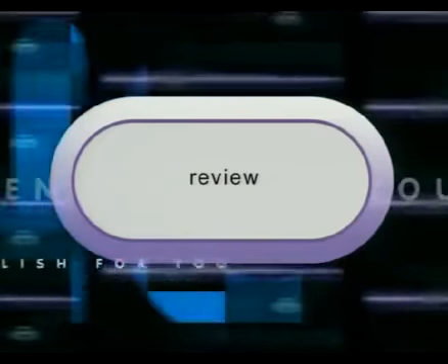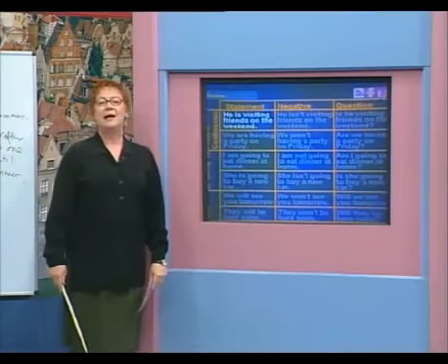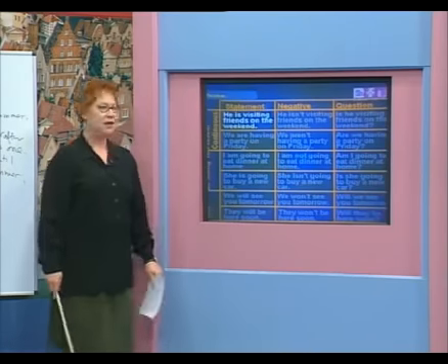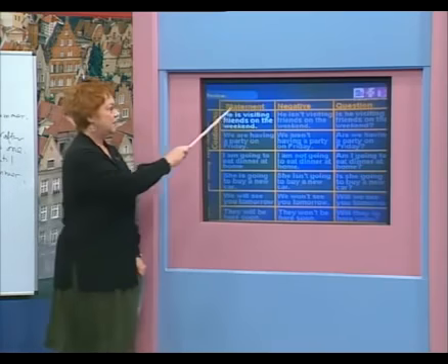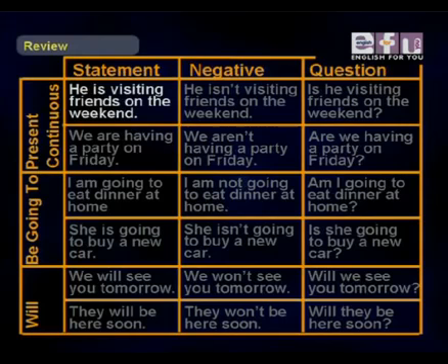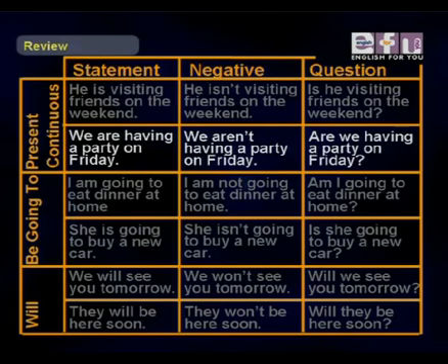Review. Okay. Now, let's review the kinds of future tense that we have done in this lesson. First, we have the statement, the negative, and the question. With present continuous, we can say, he is visiting friends on the weekend. He isn't visiting friends on the weekend. Is he visiting friends on the weekend? We are having a party on Friday. We aren't having a party on Friday. Are we having a party on Friday?